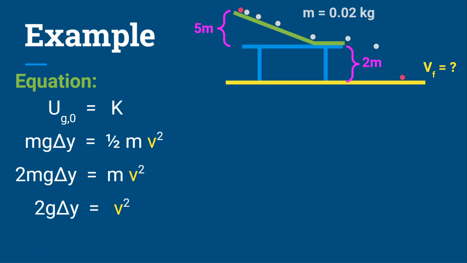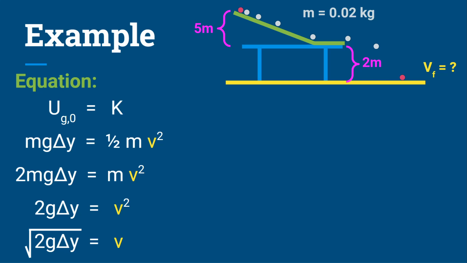Apparently mass has no bearing on this whatsoever. It could be a really big marble, a really small marble, it wouldn't matter, theoretically, if everything else was the same and there's no air resistance. So I have 2g delta y equals v squared. Again, I want v, not v squared. Square root both sides, and I get this: the velocity of my marble just before impact is equal to the square root of 2g delta y.